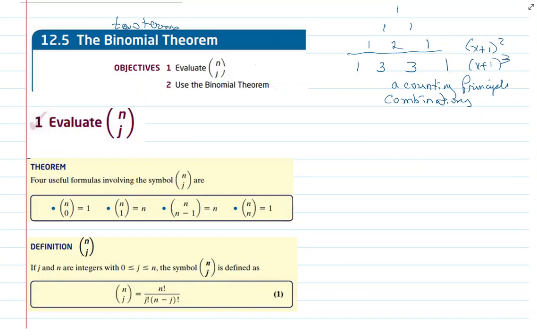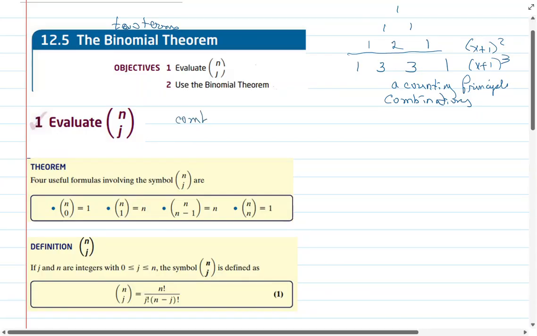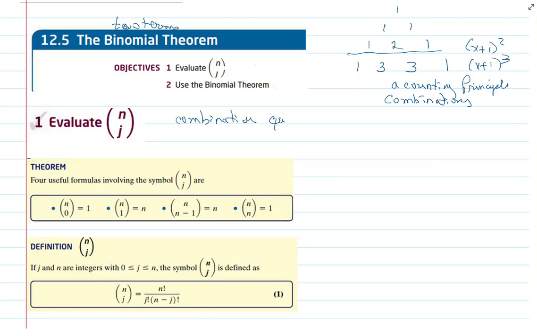Understanding that the combination is starting at 0, then 1, 2, until you get to the exponent you need. So in this case, we talk about n over j. It's a combination quantity of how many parts we could have of the same value in a set.